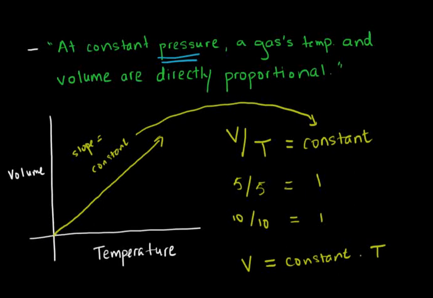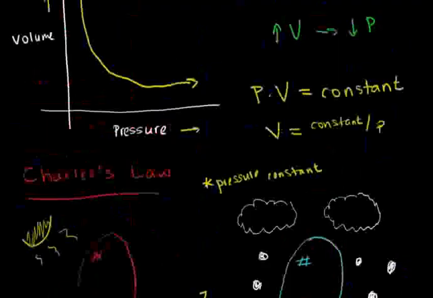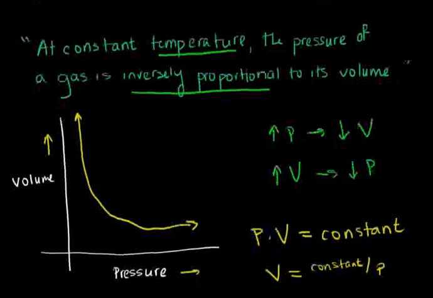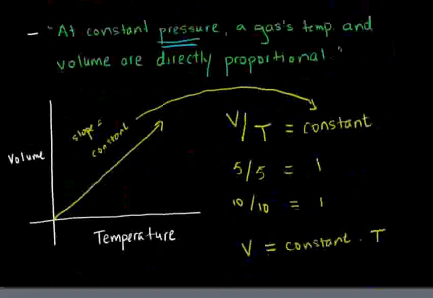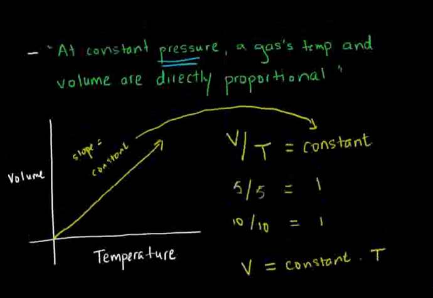So just to recap, Boyle's law says that pressure and volume are inversely proportional. P times V is equal to a constant. Charles's law says that temperature and volume are directly proportional. V over T is equal to a constant. And we'll take a look at some further gas laws in the next video.